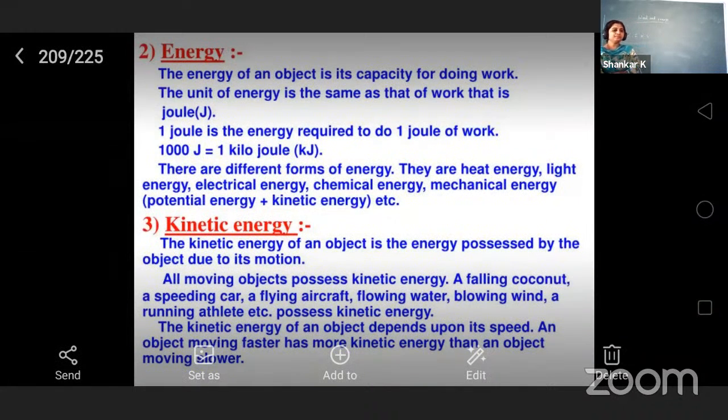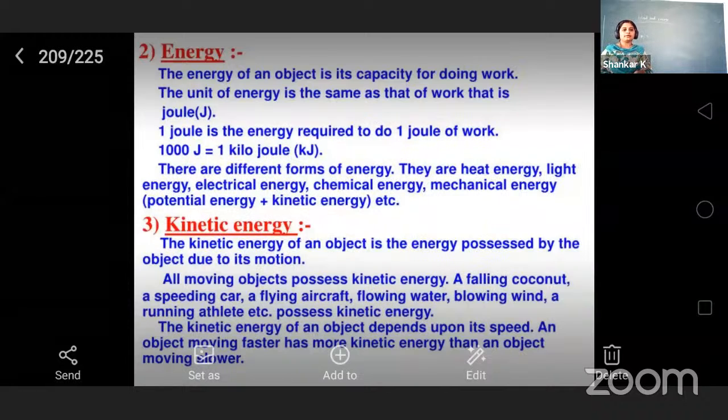What is kinetic energy? The kinetic energy of an object is the energy produced by the object due to its motion. For example, all moving objects produce kinetic energy. For example, birds flying in the sky produce kinetic energy.